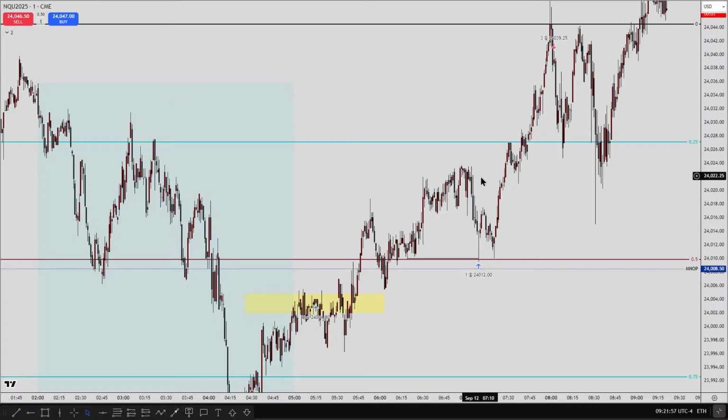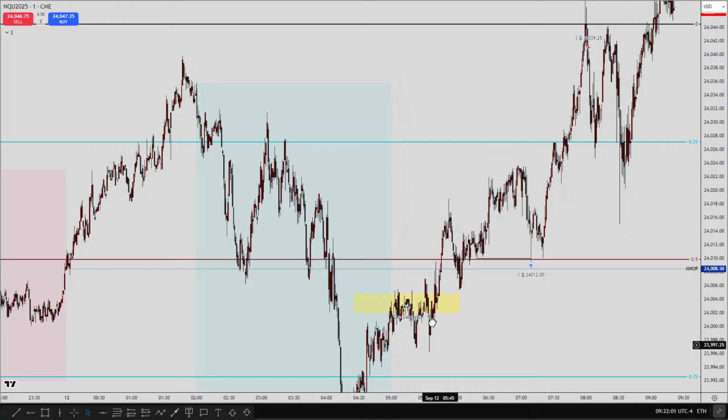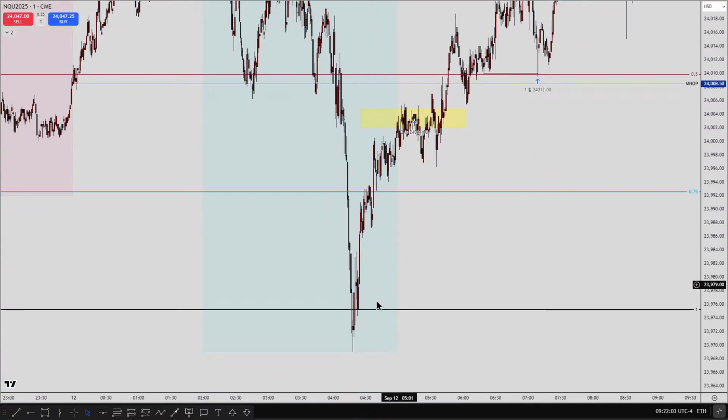So that's the explanation of the trade. How do you determine that implied range? Again, you go from the impulse of the price swing.